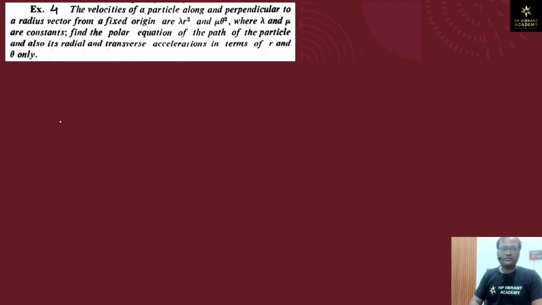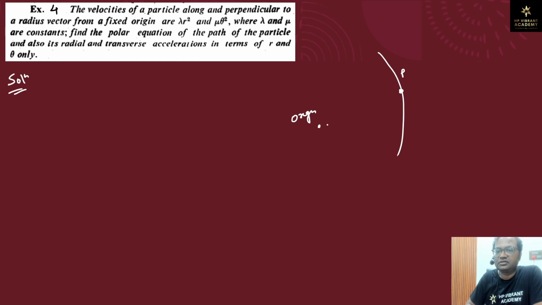Let us discuss question number 4. So what is given in the question? Velocities of the particle along and perpendicular to the radial direction from the fixed origin. Let us consider a point P here, and this is our origin. This is our radial direction, and the direction perpendicular to the radial direction is the transverse direction.